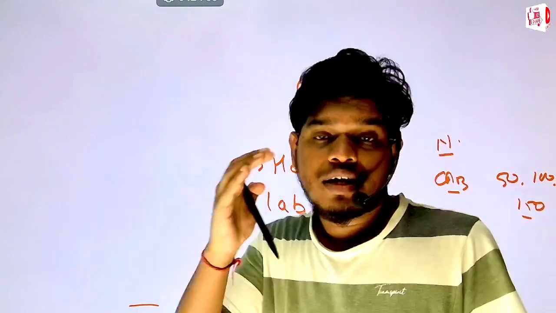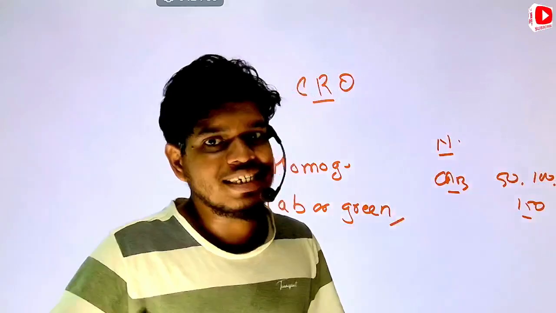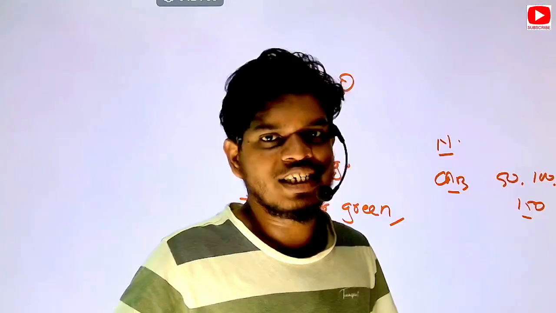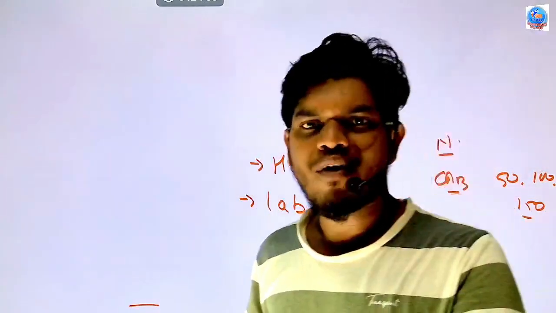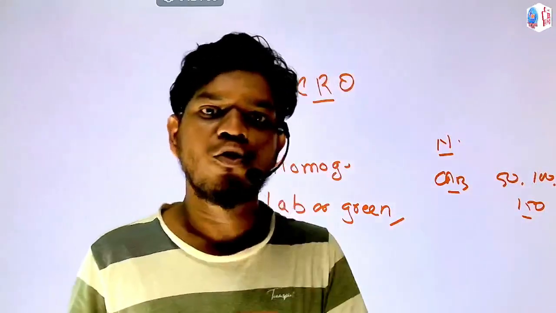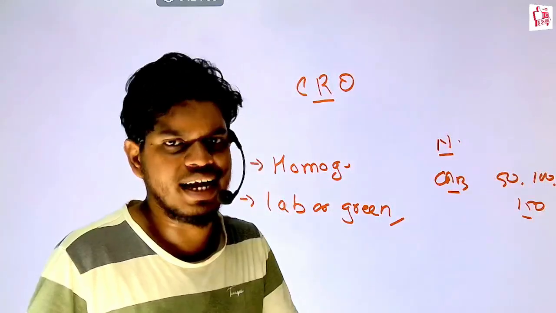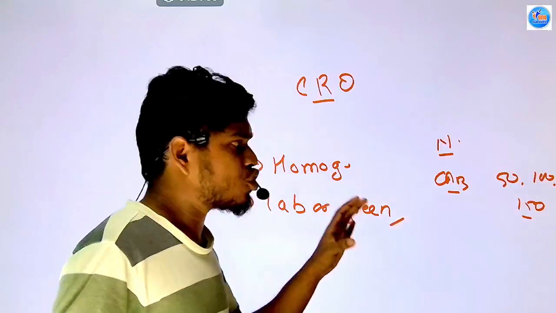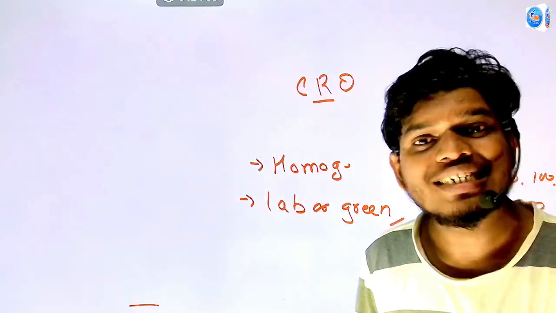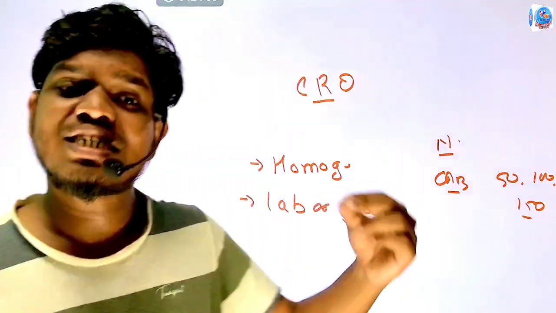If our plots are heterogeneous, then we use RBD, which was discussed in the previous class. You can watch that lecture, we have pinned it in the comments, where we discuss the treatments, how we calculate the DF value, how we calculate the MS value, and how we calculate the error. Now in CRD, we will discuss what are the merits and what are the demerits of CRD. First we discuss the merits and then the demerits.